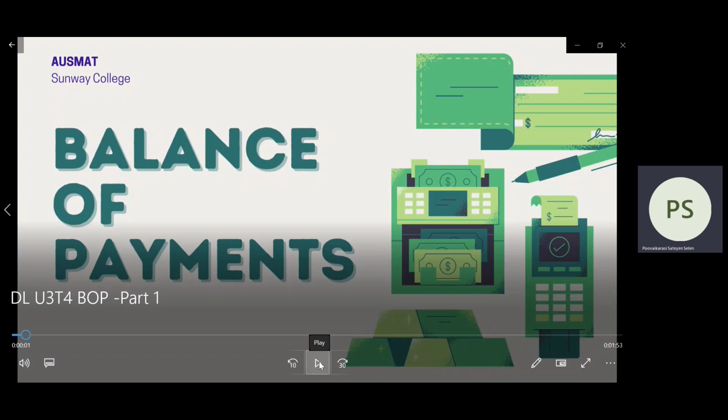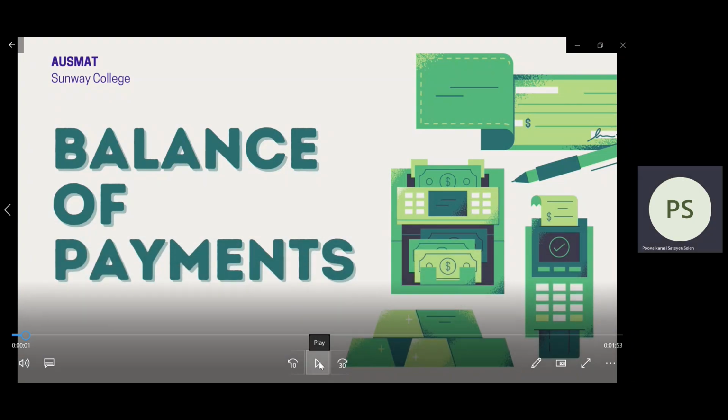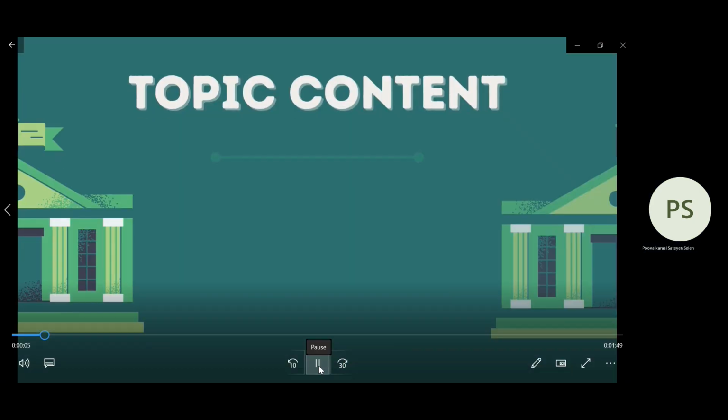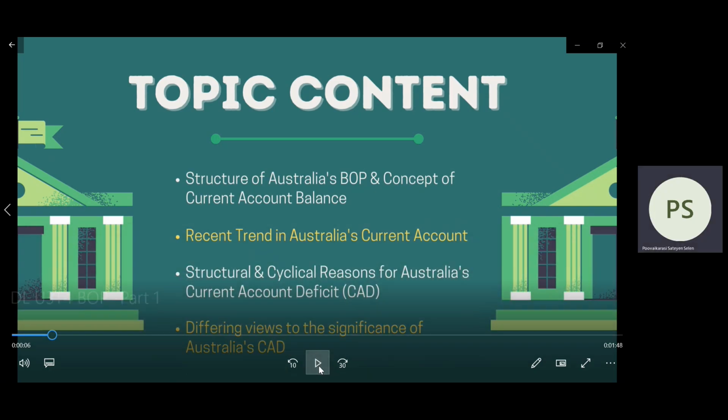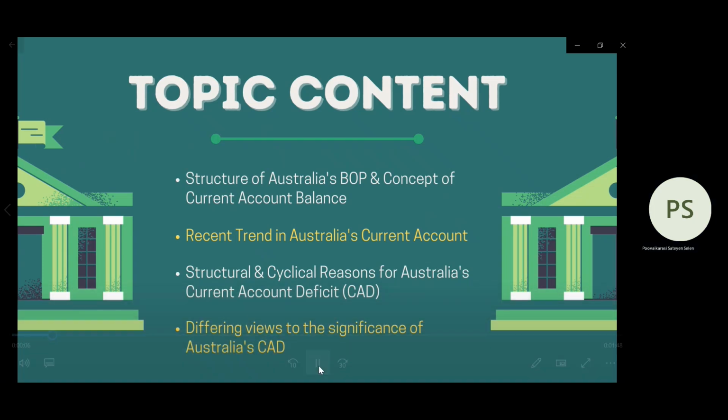Hi students, today a new topic 4 from our unit 3 here, balance of payments. Okay, this topic contains structure of Australia's BOP and concept of current account balance, recent trend in Australia's current account, structural and cyclical reasons for current account deficit and differing views to the significance of Australia's current account deficit.